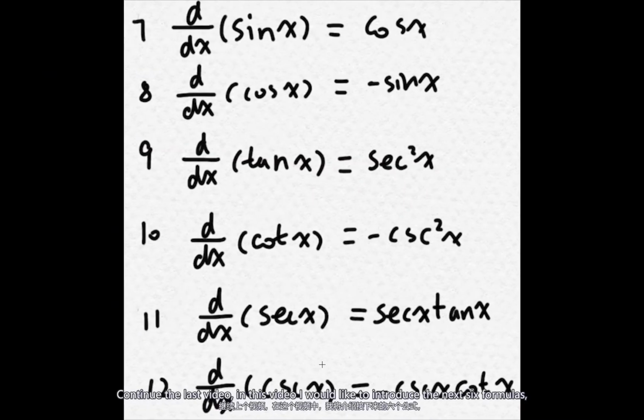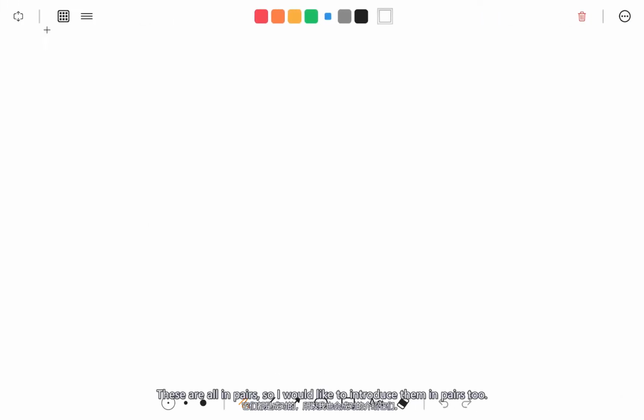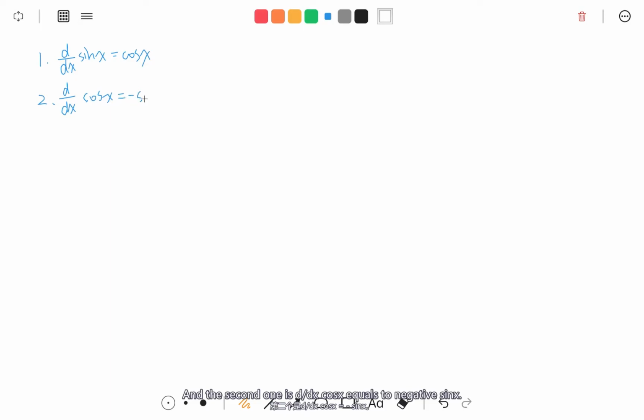Continuing from the last video, in this video I would like to introduce the next 6 formulas, which are all about trigonometric functions. These are all in pairs, so I would like to introduce them in pairs too. The first and the second one: d/dx sine x equals cosine x. And the second one is d/dx cosine x equals negative sine x.